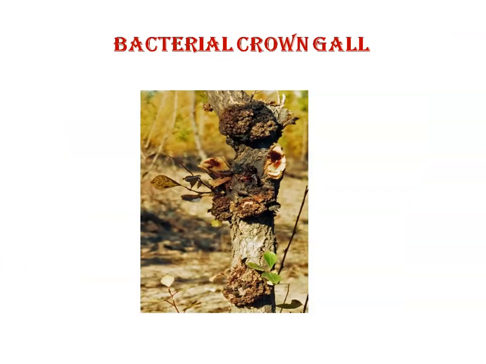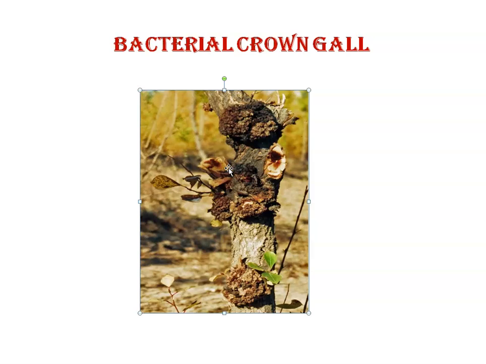Next is bacterial crown gall. The primary bacterial gall disease in plants is crown gall, caused by the bacterium Agrobacterium tumefaciens. It leads to abnormal tumor-like outgrowths. Just look at this diagram. Tumor-like outgrowths or galls on the roots and stem of affected woody and herbaceous plants.